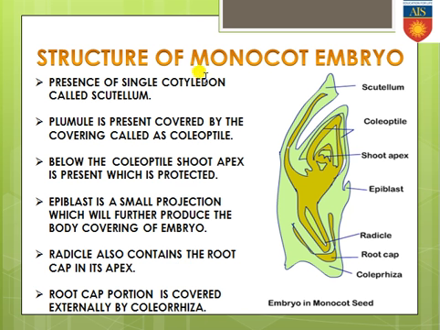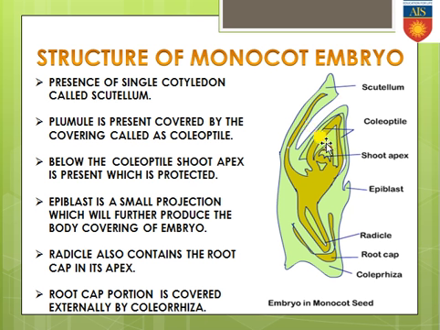Next there is the structure of the monocot embryo, because after the dicot embryo we have to discuss the monocot embryo. This embryonic structure is comparatively quite complex than the dicot embryo. You can see here the presence of a single cotyledon. This is a single cotyledon, known as the scutellum. Here one more thing, the plumule is present covered by a covering called the coleoptile. Here you can see the coleoptile covering the plumule portion. This is the plumule portion, the light green color, covered by this coleoptile.